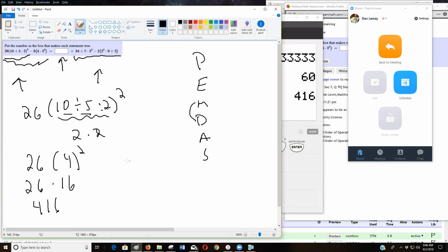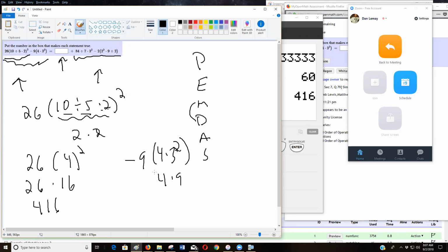So the second part is negative 9 times 4 times 3. The 3 is squared, isn't it? So I've got to do exponents first.